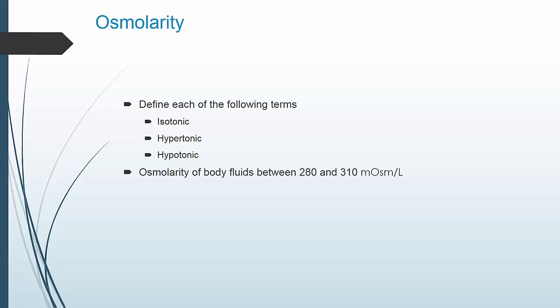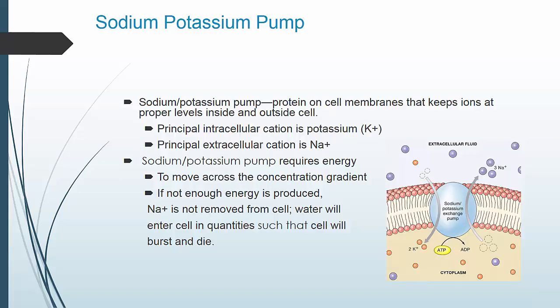The movement of your sodium and water can also be affected at the cellular level by your active transport mechanisms. One of these active transport mechanisms is your sodium-potassium pump, and it's a protein on the cell membranes that keeps ions at proper levels inside and outside of the cells. Your principal intracellular cation is going to be potassium, and your principal extracellular cation is going to be sodium. So they're both located on both sides of the cell membrane, and sodium is able to enter the cell from the extracellular fluid, but it can't leave the cell because its concentration is greater on the outside of the cell.